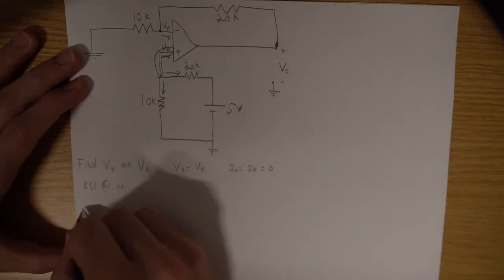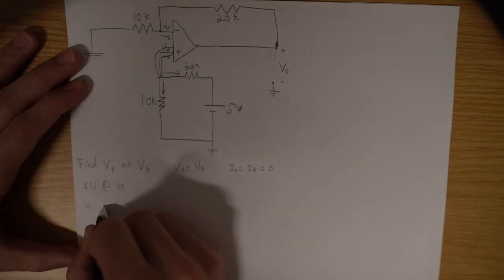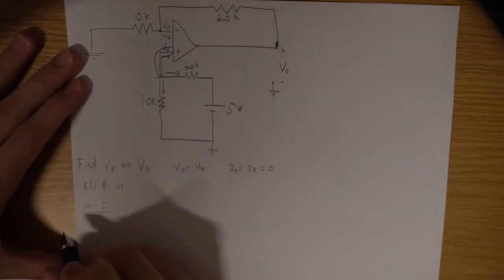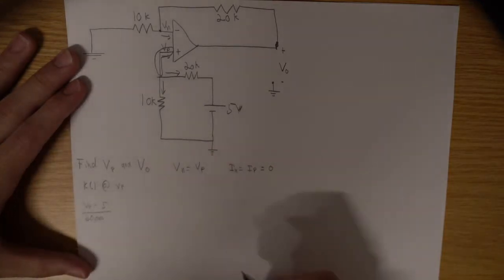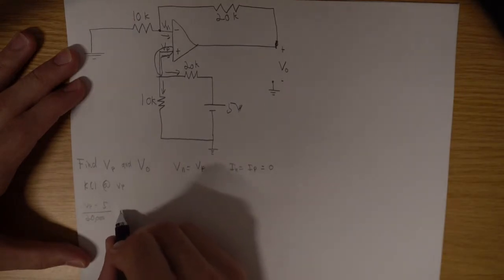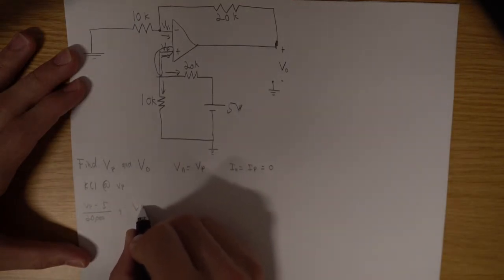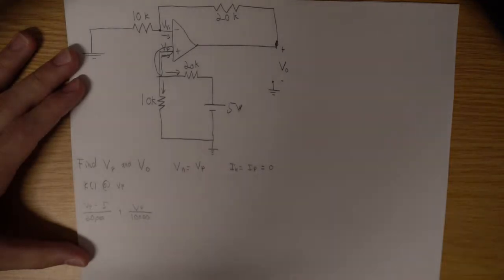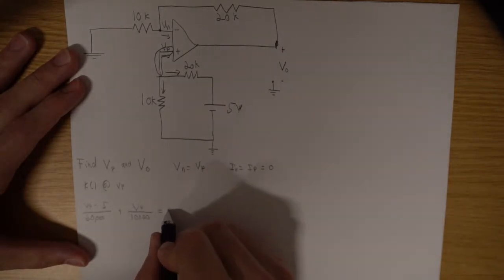Alright, so first we're going to have Vp minus 5 over that 20,000. Moving on to our second current, we have no voltage rise or drop, and we're going to ground, so that's going to be equal to Vp over 10,000. And remember, because this is KCL, those are both going to be equal to 0.